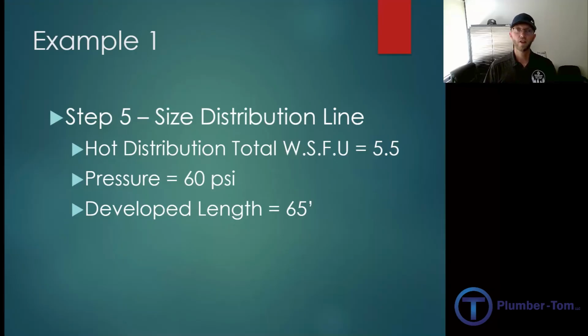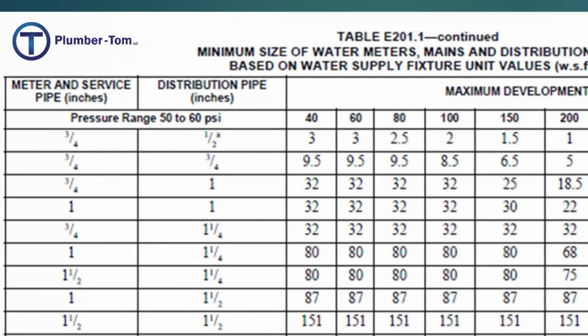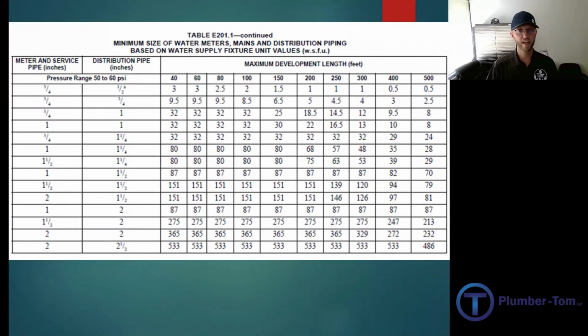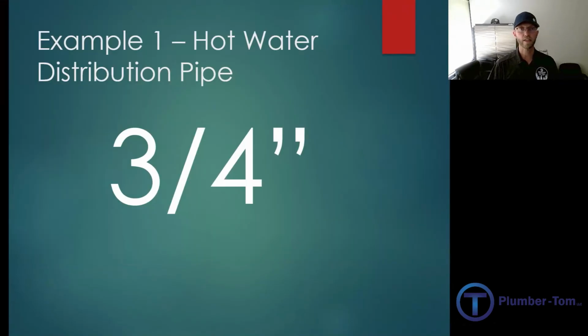Let's have a quick look here with example 1. At the hot distribution side, we had 5.5 water supply fixture units for the hot, same pressure, same length. We go to the table, we follow it down, we only had 5.5. This time it's more than 2.5, it's less than 9.5. I can come across to the left. My water distribution pipe for the hot side is going to be 3/4 inch.